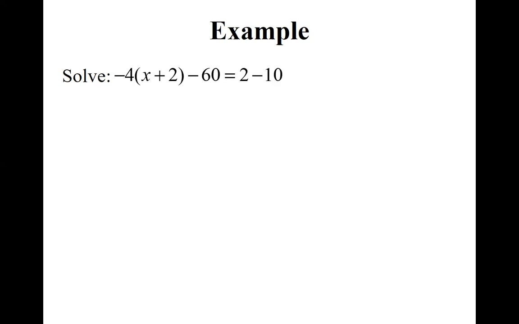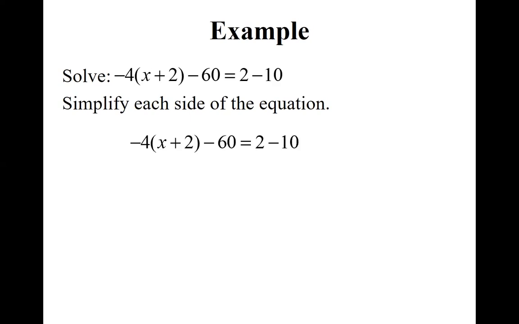So how can we apply that here? First, simplify each side of the equation. So we can distribute that -4 on the left, get -4x minus 8. And then on the right, 2 minus 10 is -8. Combine like terms on the left. Negative 8 minus 60 is negative 68. Now keep the x's on the left. Add 68 to both sides to get all the numbers on the right.